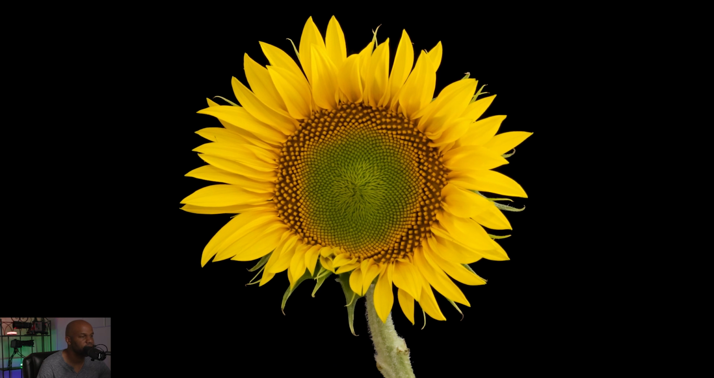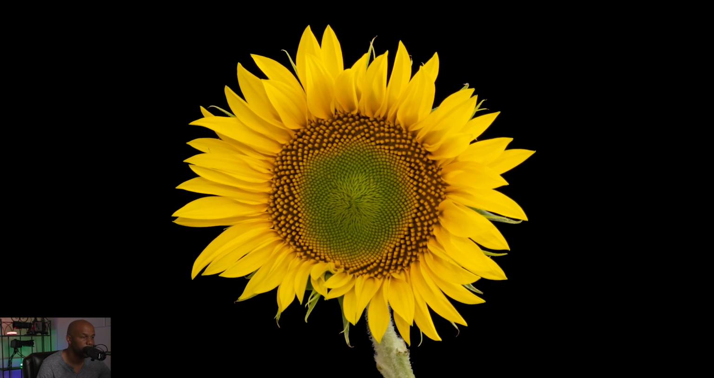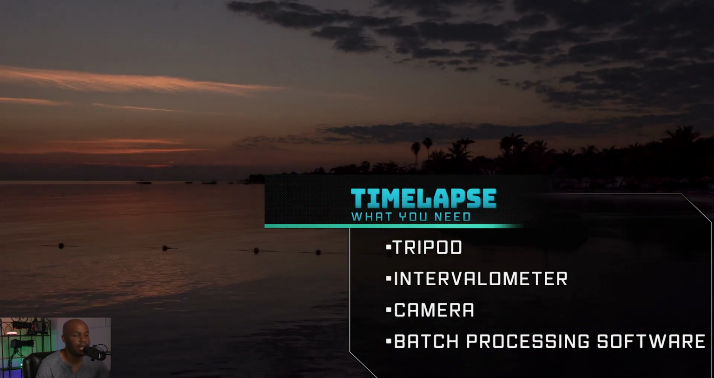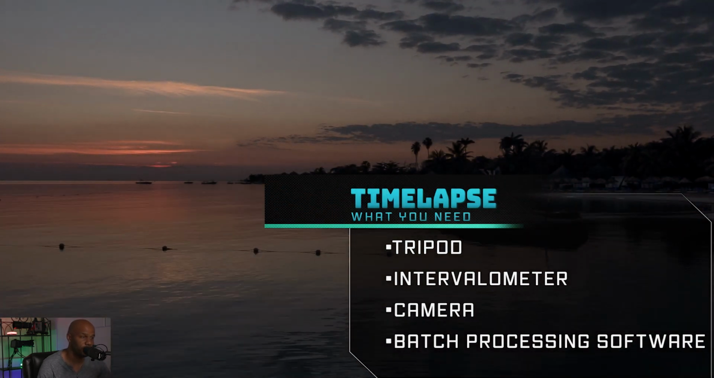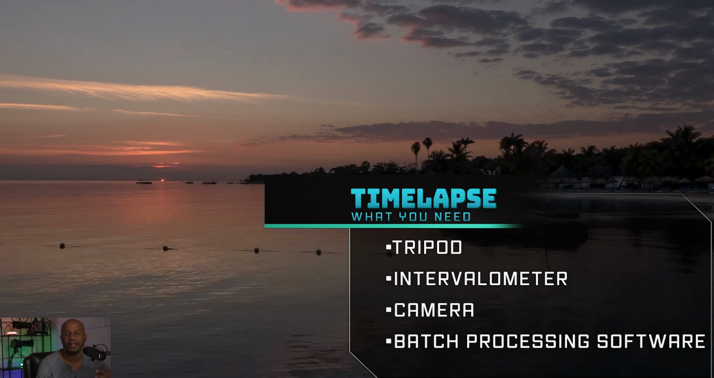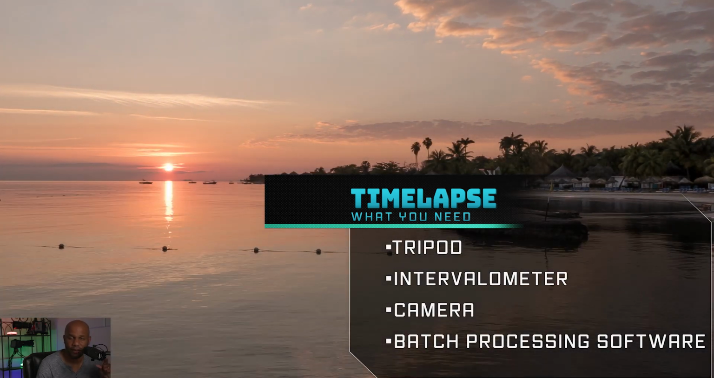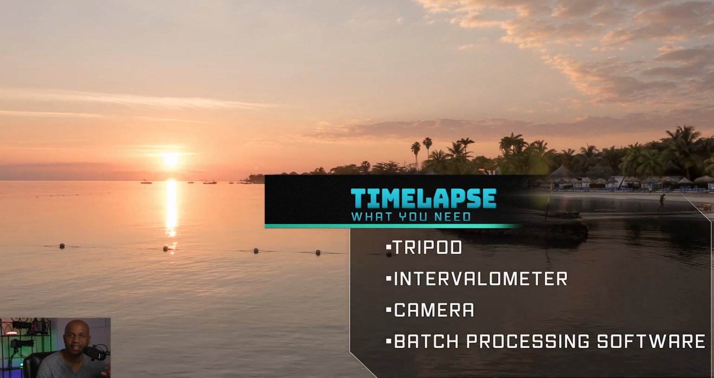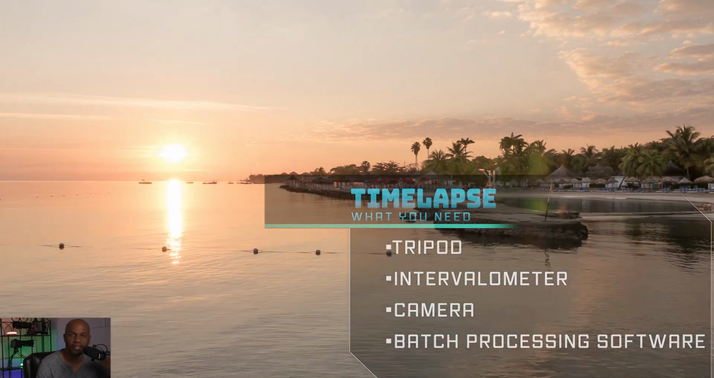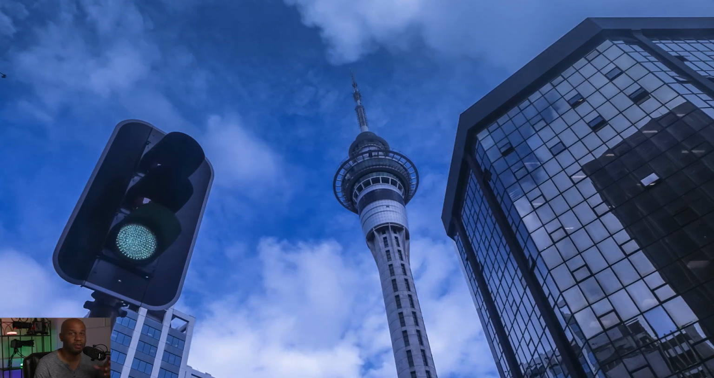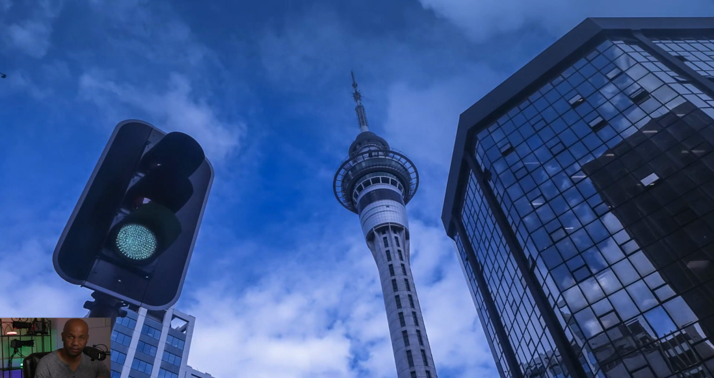So the first thing that you're going to need is your tripod. Okay. Once you get your tripod, you're going to need either an intervalometer or the camera's going to have to come equipped with an intervalometer. Either one of these things works, but ultimately you're going to need one of those two things. What the intervalometer does is it allows the camera to take a picture every second, every 2 seconds, every 5 seconds, however long you decide, and it'll do that consistently for as long as you want.